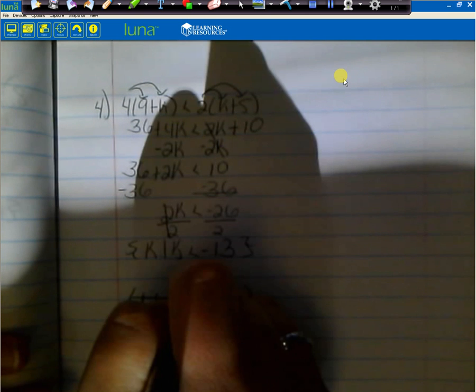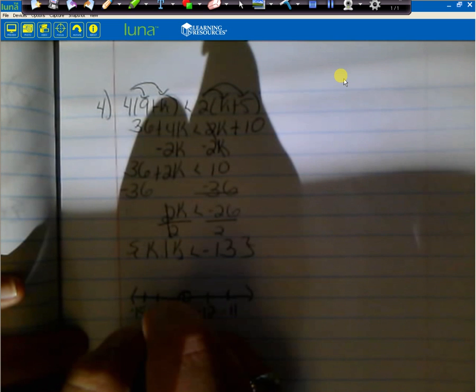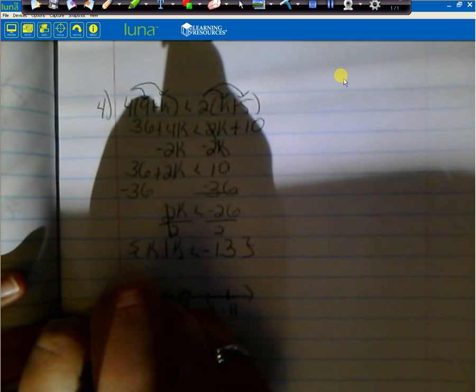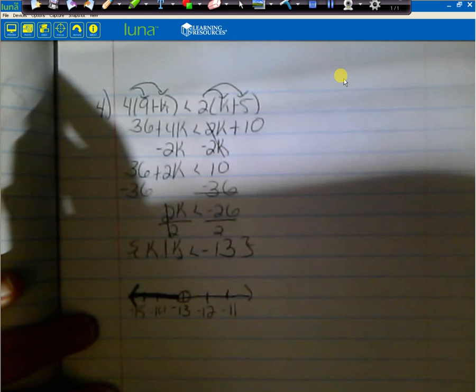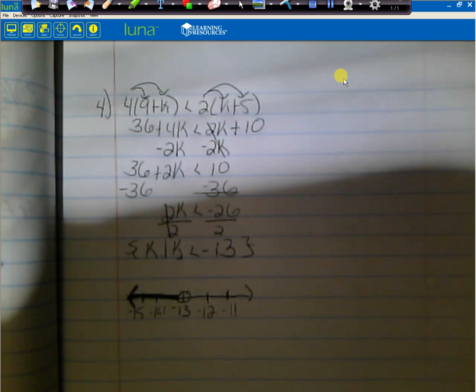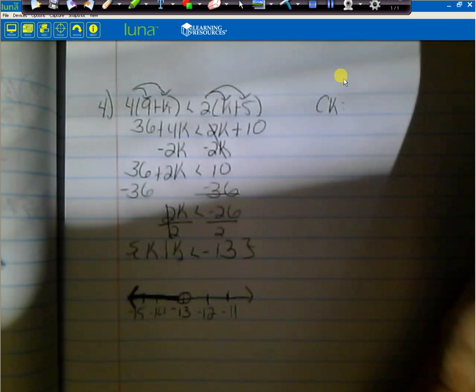It's going to be an open circle because there's no extra mark underneath the less than symbol. It's just less than, and the arrow is pointing to the left. So I'm going to shade to the left. It's also because all of my answers are numbers that are less than negative 13. So I'm going to shade the numbers that are less than negative 13. So I've solved, set, graph. Finally, I'm going to check.